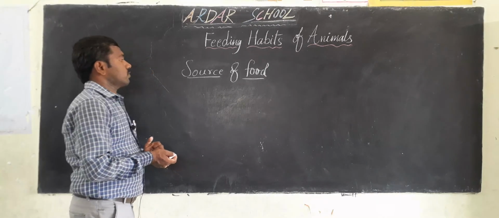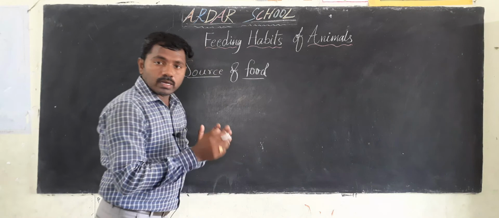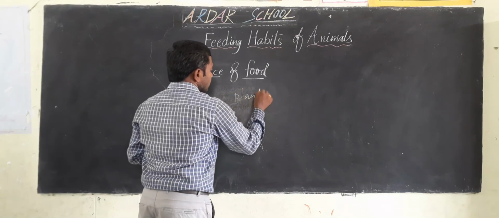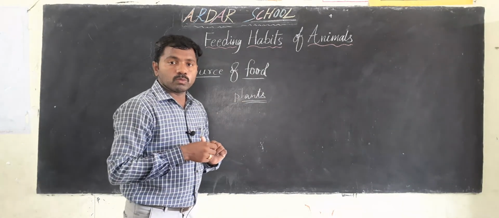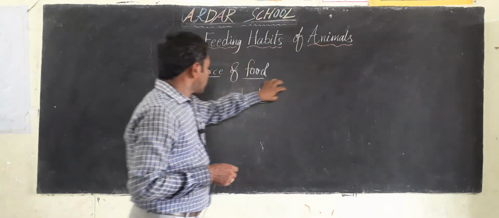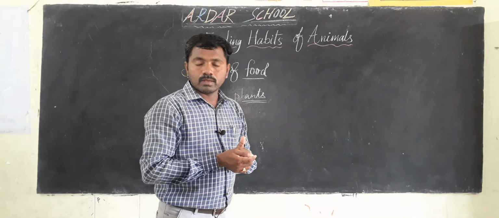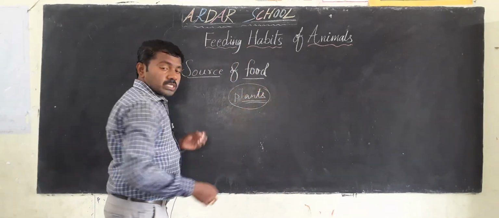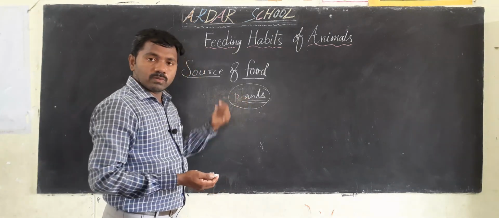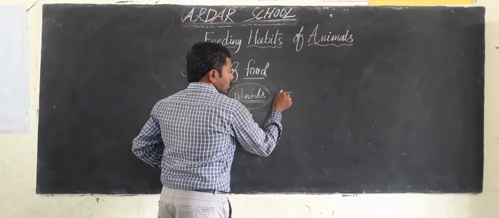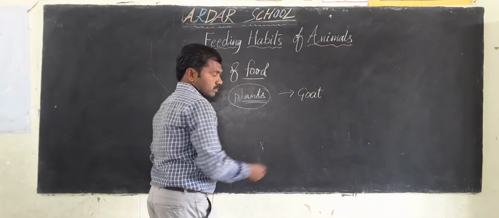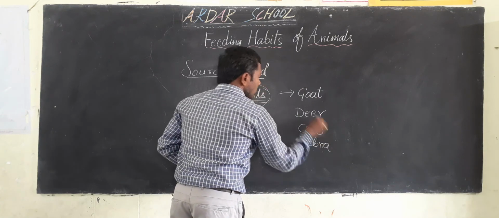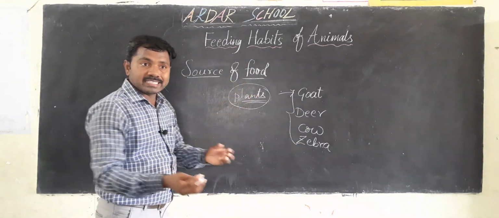All animals depend upon plants. Plants are the producers. Why? Because all animals depend upon plants, directly or indirectly. Some depend upon plants directly, some indirectly. For example, which animals eat plants and grass? Goat, deer, cow, zebra. All these animals depend upon plants. They can eat them directly.